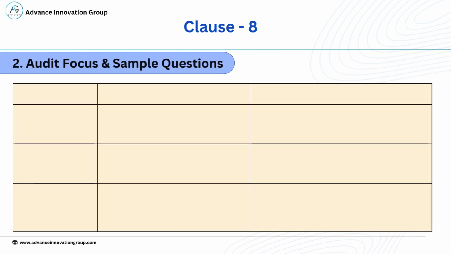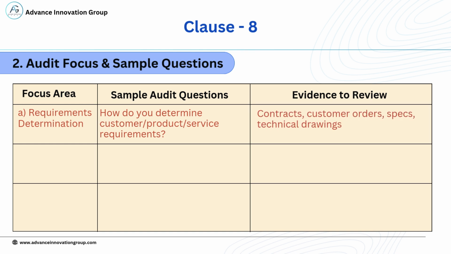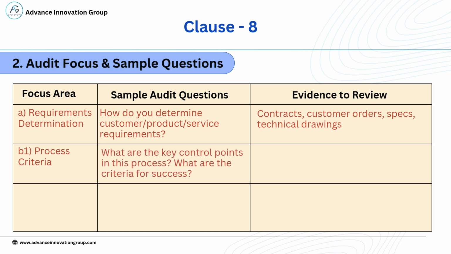2. Audit focus and sample questions. Focus area, sample audit questions, evidence to review. A. Requirements determination. How do you determine customer product service requirements? Contracts, customer orders, specs, technical drawings. B1. Process criteria. What are the key control points in this process? What are the criteria for success?